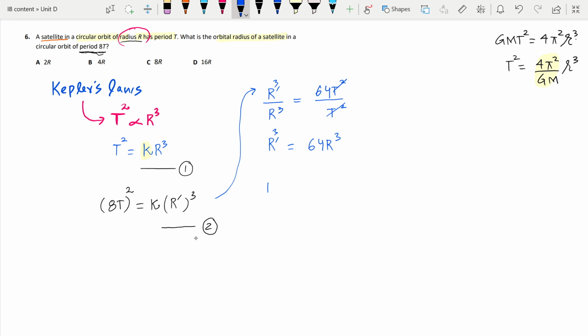You can take the cube root, or raise to the power 1 over 3, on both sides, and we can also write 64 as 4 cubed, so (4 cubed R cubed) raised to the power 1 over 3. So what we get, the new orbital radius, equals 4R when you take the cube root. So this is what we get, that is 4R. It means that if we increase the orbital radius from R to 4R, then the time period will increase from capital T to 8T.